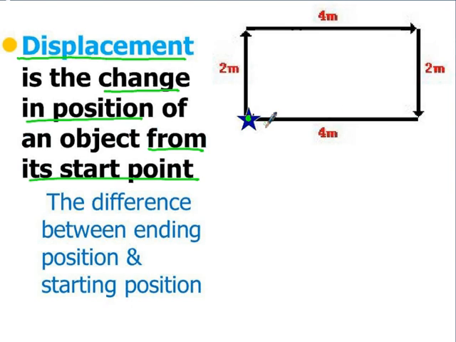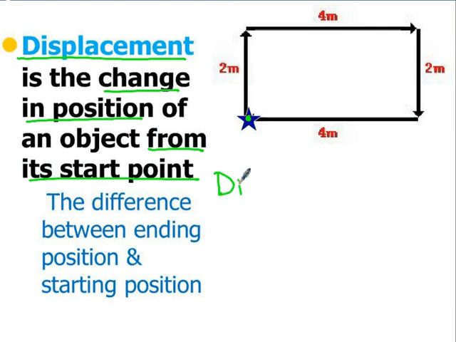Well, displacement is how far you are from where you started. If you're the star and you traveled the same path, how far are you from where you started? Are you any different from where you started? No. So your displacement would actually be 0.